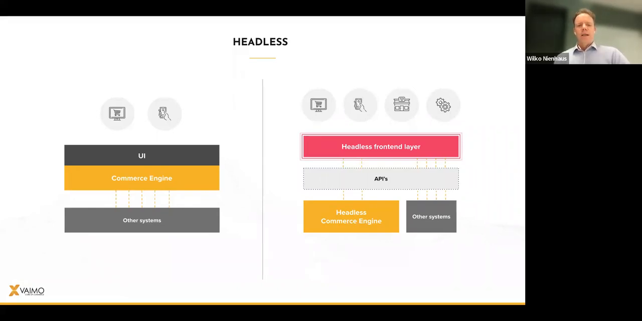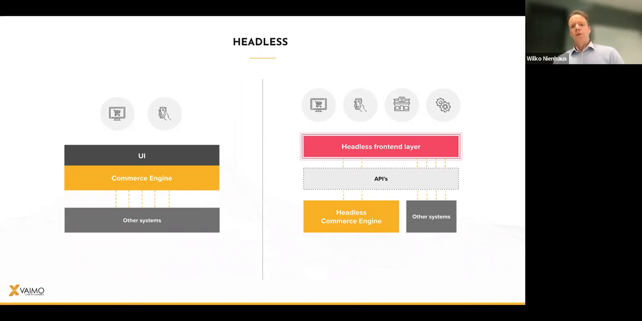And in fact, many commerce platforms cover many areas that are not actually directly related to commerce. Some of the older commerce systems even combine everything from ERP to stock management to warehouse management, content management, everything into one single system.